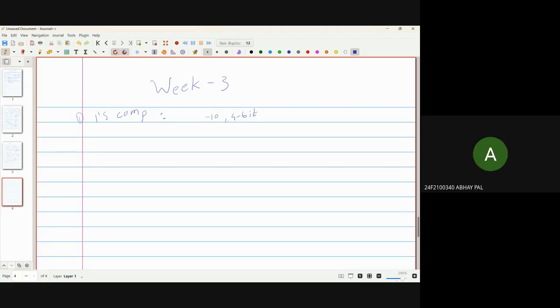What is the maximum number that we can represent in ones complement with 4 bits? Sir, I think 7. Yes, 7 is the maximum number that we can represent with 4 bits, because this bit has a different weight here. We can represent maximum 7. So let's do it in 5 bits. In 5 bits, we can represent till 15. So tell me, what is the 5-bit representation?